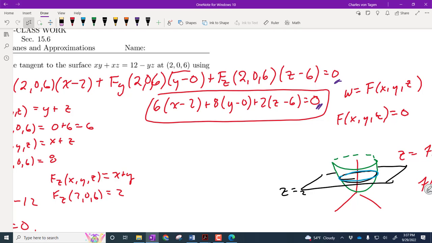As you go in the real world, you'll encounter something you want to find a tangent plane of, and you'll have to decide which of the two formulas makes the most sense. But in this class, if I give it to you as an implicit formula, use the first one. If I give it to you as an explicit formula, use the second one.